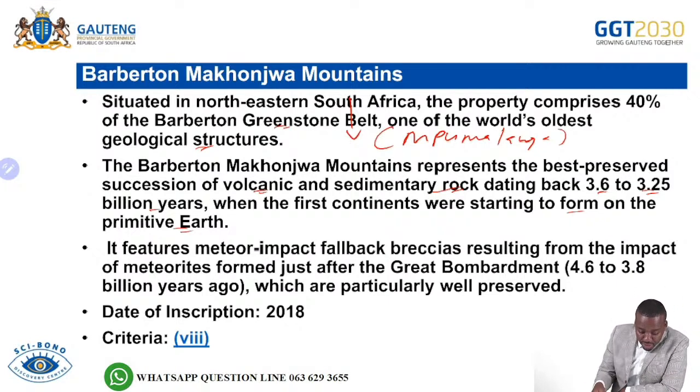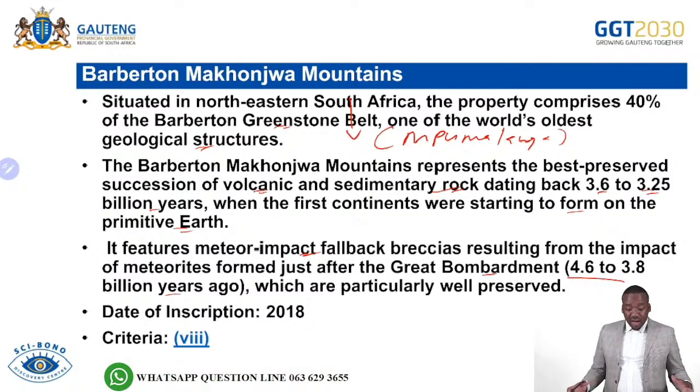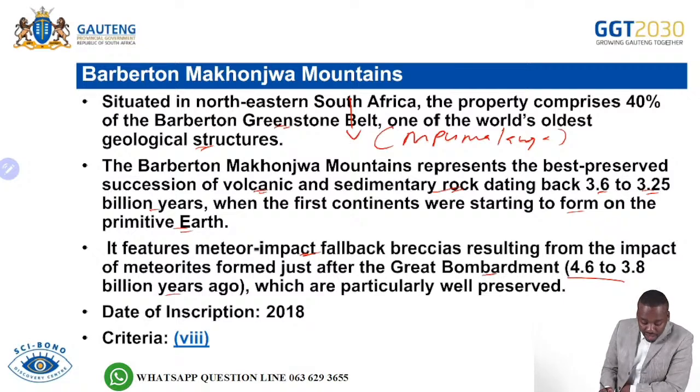It features meteorite impact fallback glaciers resulting from the impact of a meteorite formed just after the great bombardment between this period. Obviously, the people who are doing geography, they are going to understand this better. So all these geological foundations and discoveries that are found here are the things that make this particular attraction a UNESCO World Heritage Site.